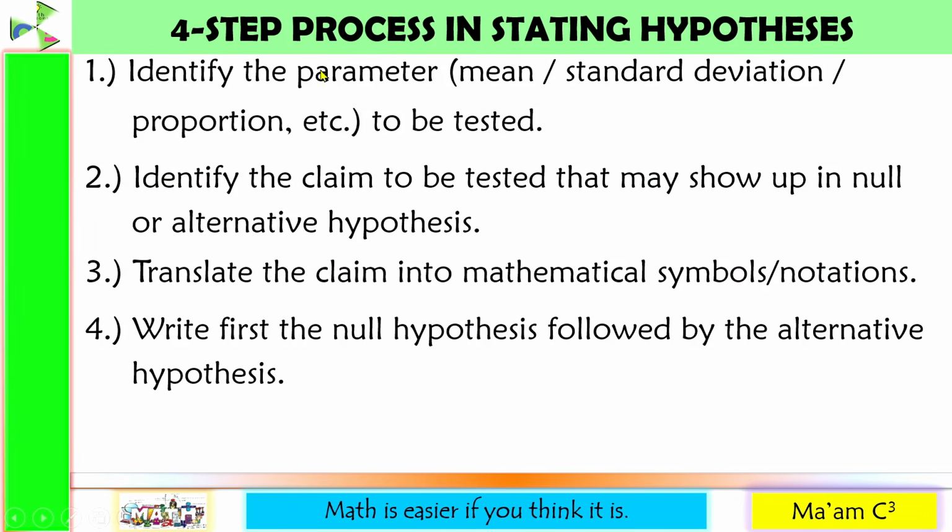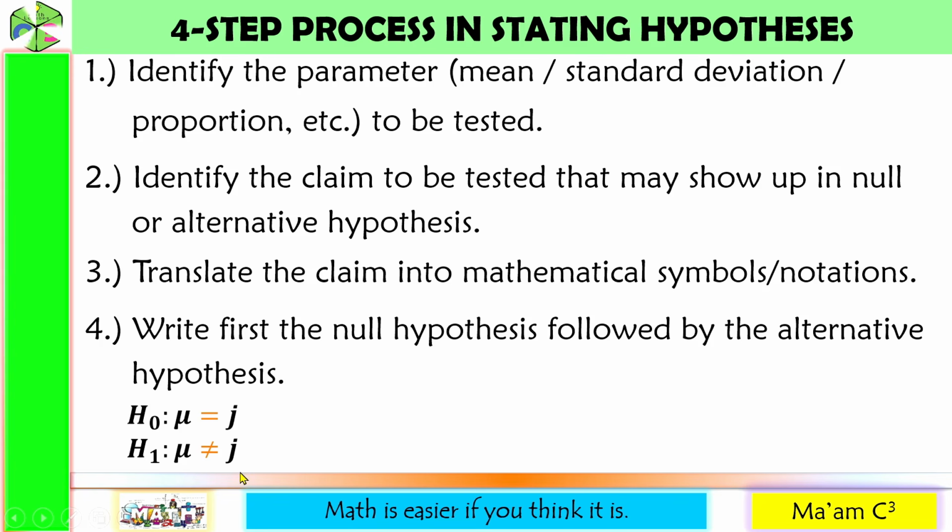Number 1, identify the parameter. We already mastered this topic in our previous lesson. Number 2, identify the claim to be tested that may show up in the null or alternative hypothesis. Number 3, translate the claim into mathematical symbols or notations. And last one, write the null hypothesis followed by the alternative hypothesis. That must be the pattern. Null first, followed by the alternative.